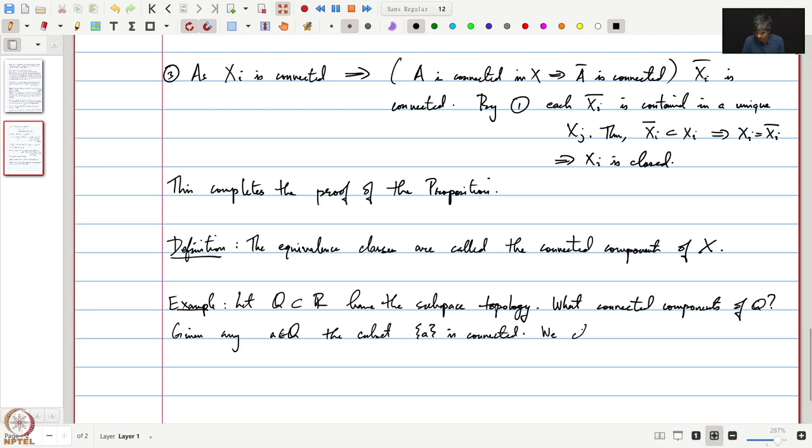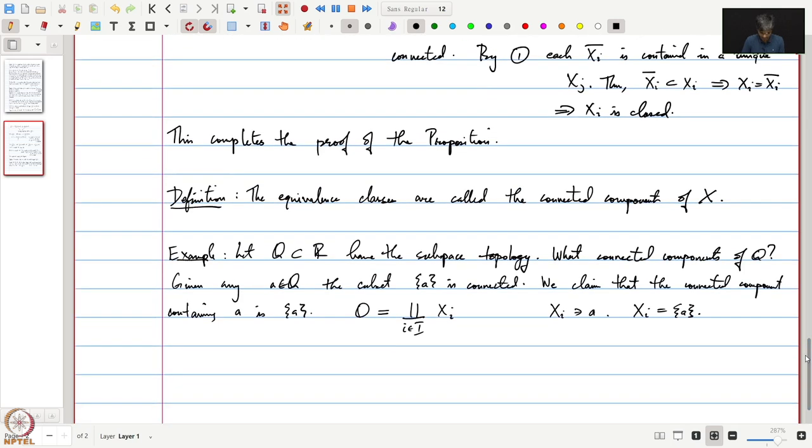Now we claim that the connected component containing a is just this set {a}. Why is that? So basically what we're saying is we have written Q as a disjoint union of connected components Xi. Each Xi is non-empty, obviously, so just pick any a in this Xi, and the claim is Xi is equal to {a}. So let's see why. If not, suppose b also belongs to Xi and b is not equal to a. Let's assume that b is strictly greater than a.